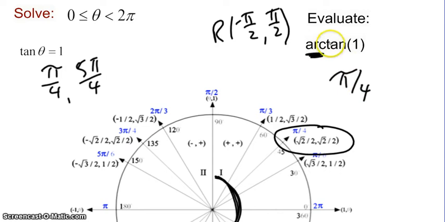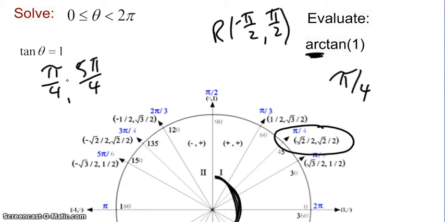So if your original problem has arctan or the inverse of tan, you must think about the restrictions. However, the problem on the left does not have inverse of tan or arctan, therefore we do not look at the restrictions.